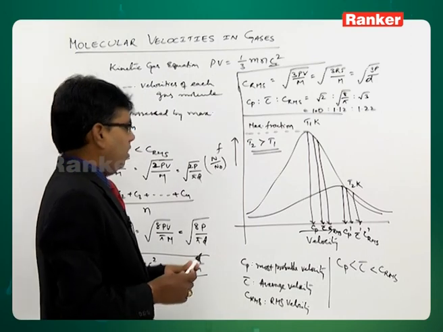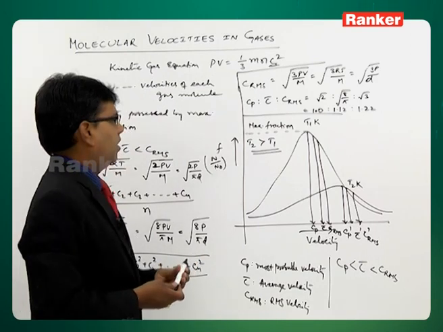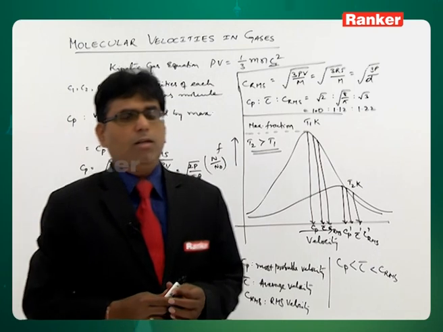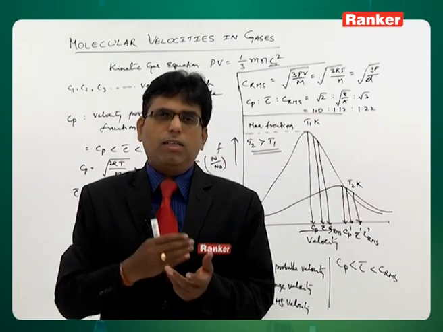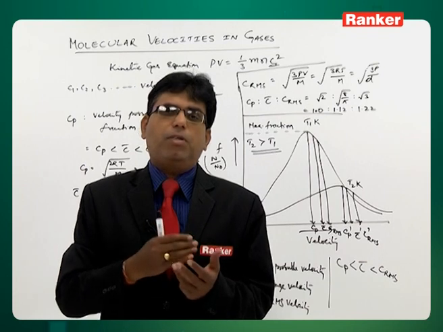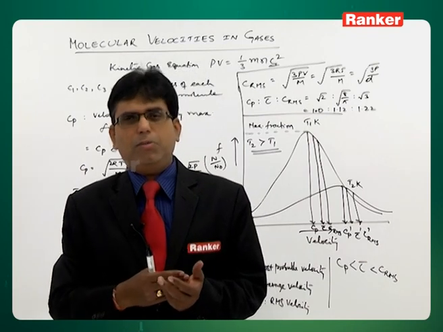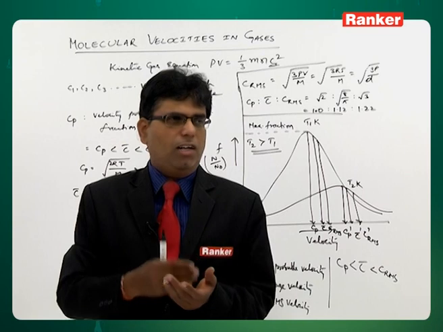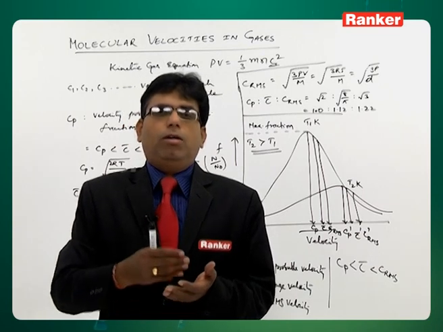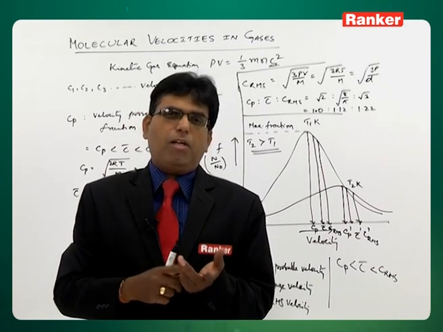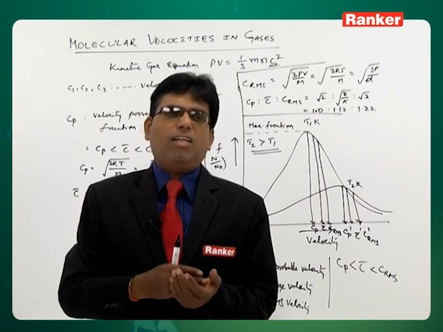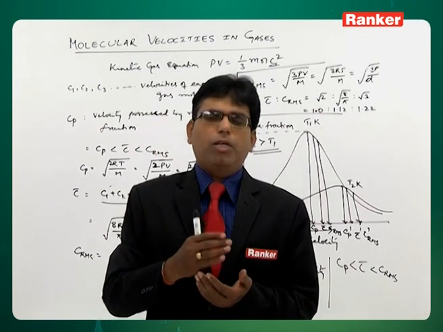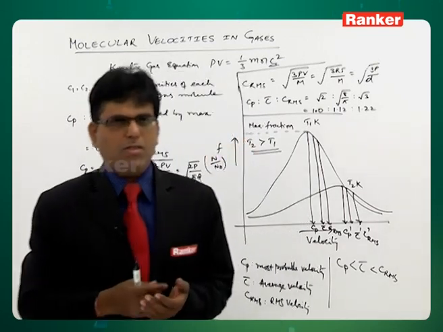Now, what are all the different other kinetic parameters? In the beginning of the theory itself we told that this is the theory based on the kinetic parameters of the gases. Kinetic parameters means the velocity, kinetic energy and other things. In this we have already seen the molecular velocities and the kinetic energy. Now, what are the other kinetic parameters? This is what we have to discuss now.